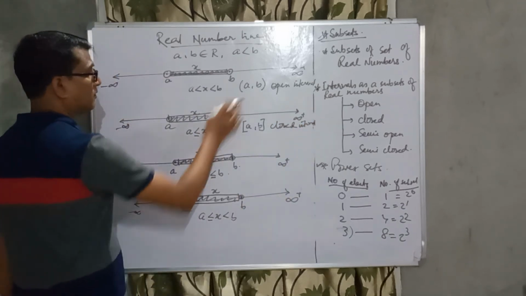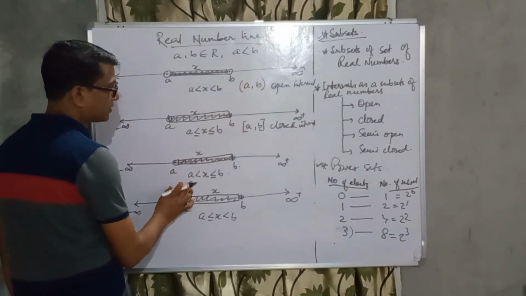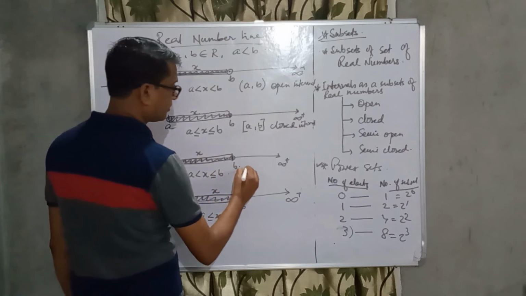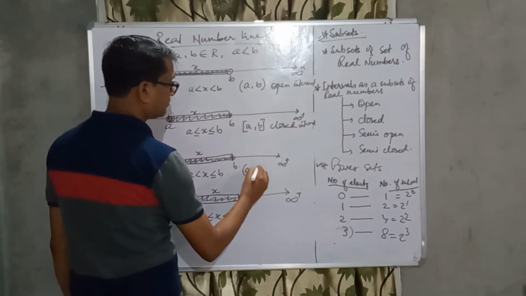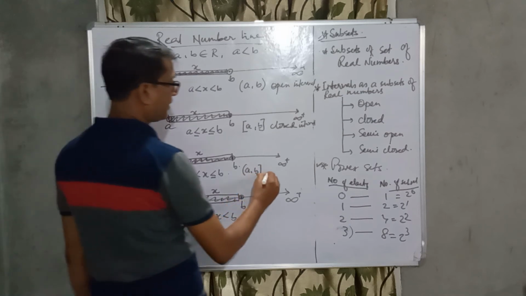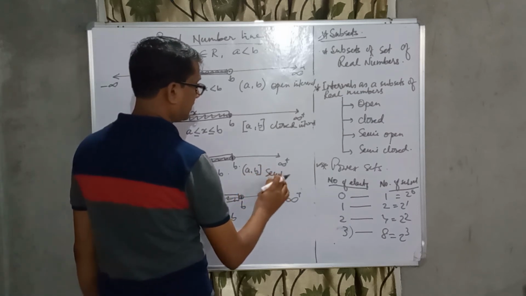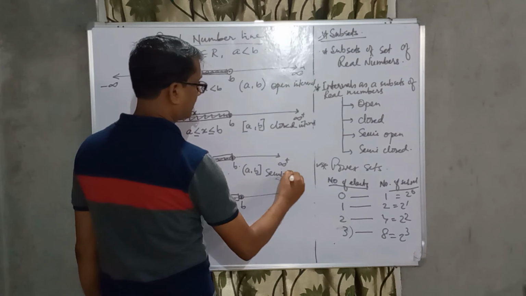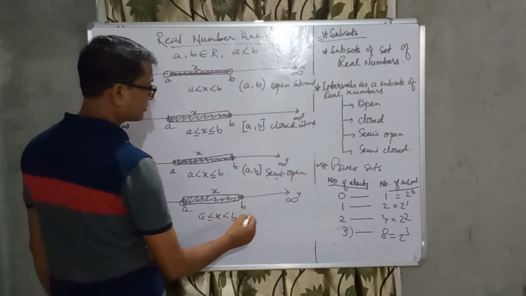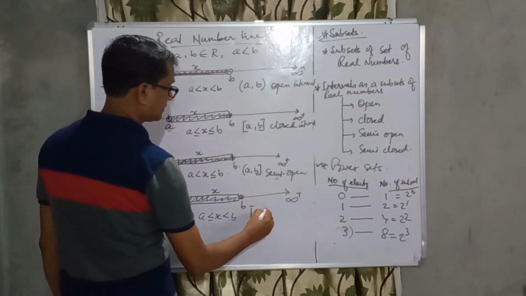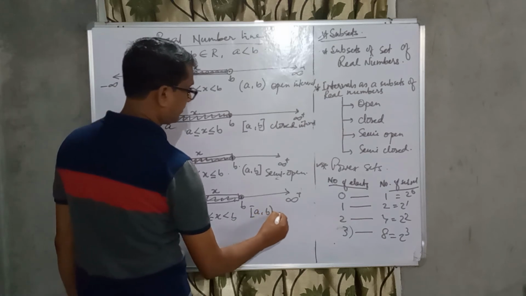With the help of this, you can say the first one is open, the second one is closed. So this is a, this is b. This one is semi-open, and this one, where the first is closed and the second is open, is semi-closed.